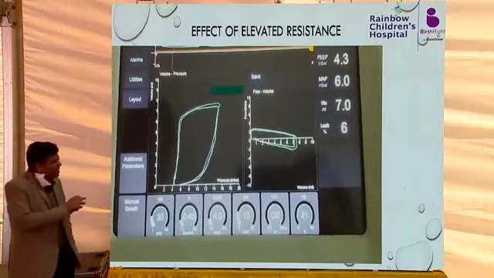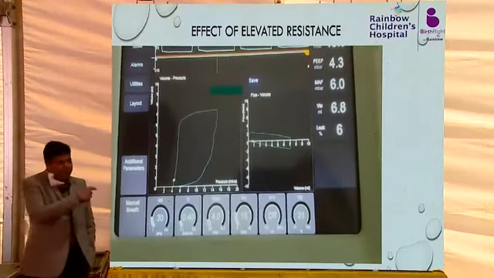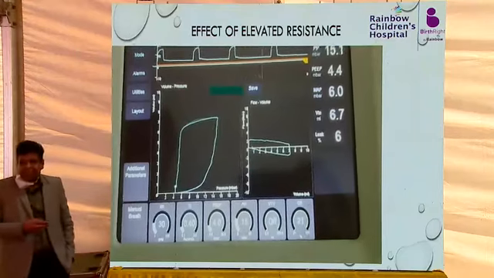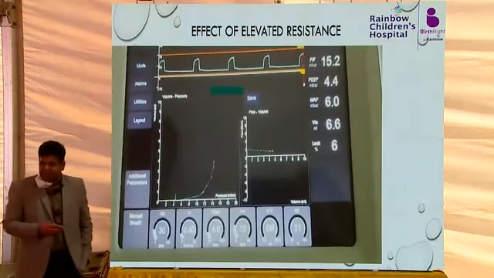So this is on a test lung. When we try to increase the resistance, we will do all this exercise in the workstation. By doing that, it happens like this.